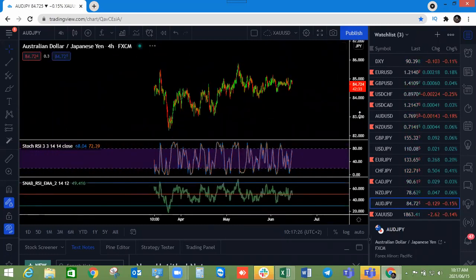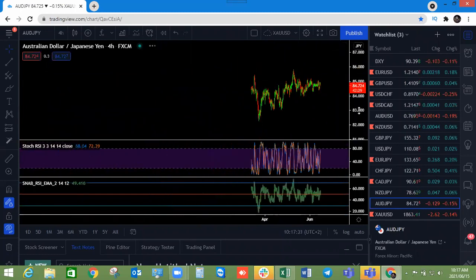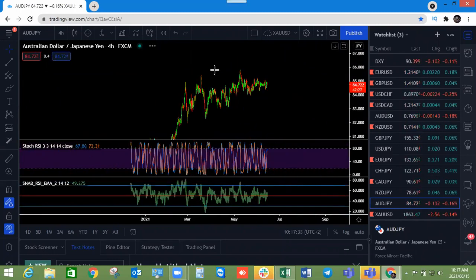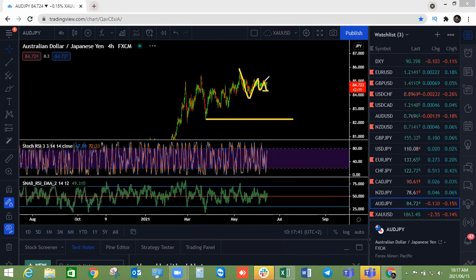Audi Yen is a bit messy, it's just going sideways. Remember what we're looking for with Audi Yen was for it to drop. We're looking for it to drop to around these levels. So we've got three waves down here. We've got whatever structure is playing out here to do that. So let's watch.